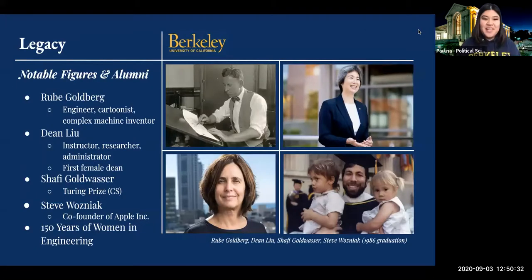So really quick, just to highlight the amazing legacy that Berkeley Engineering really has, some notable figures and alumni. Rube Goldberg: I think most people who have been to high school have at one point done a Rube Goldberg machine where they make all the things fall over. He was at one point at Berkeley. Dean Liu, instructor, researcher, and administrator. She was one of our first female deans of the College of Engineering, really amazing.